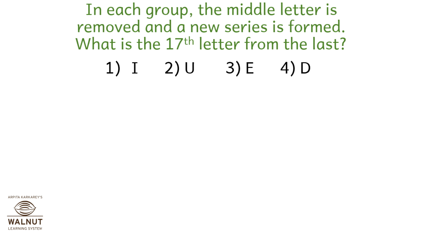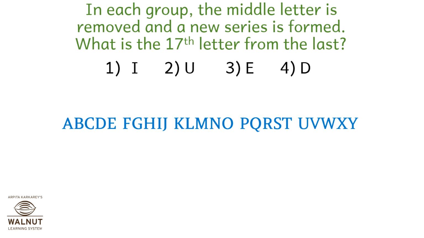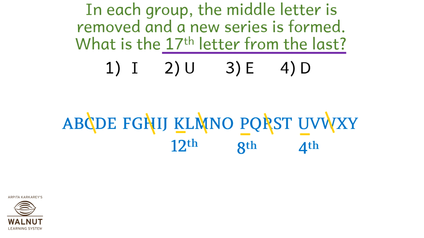In each group, the middle letter is removed and a new series is formed. What is the 17th letter from the last? So let's remove the middle letter from each group. So you cancel out C, H, M, R and W. Which is the 17th letter from the last now? We have the 4th letter, which is U, 8th is P, 12th is K, F is 16th, so E. The correct answer is option 3, E.